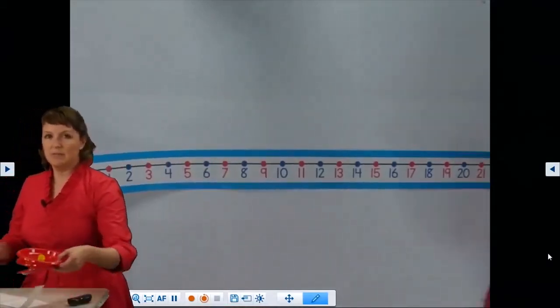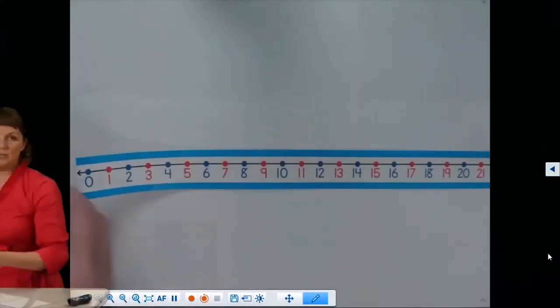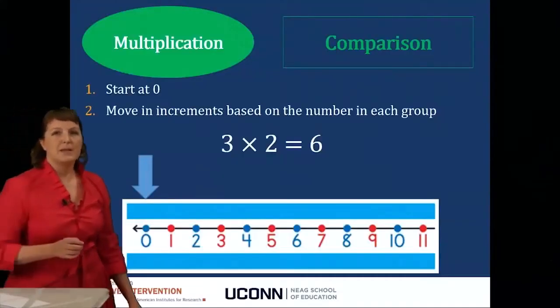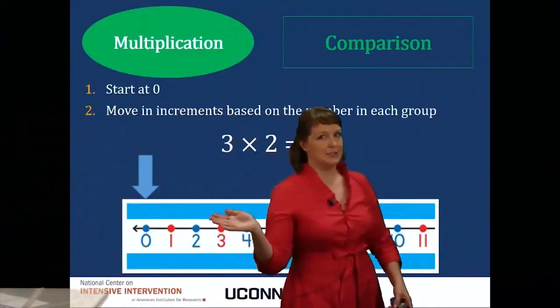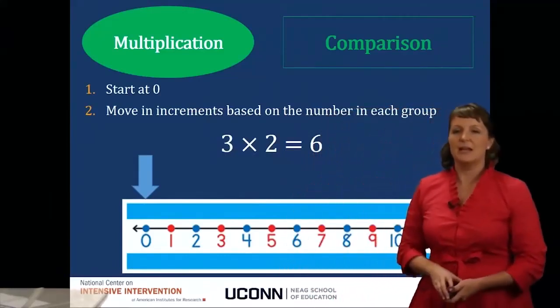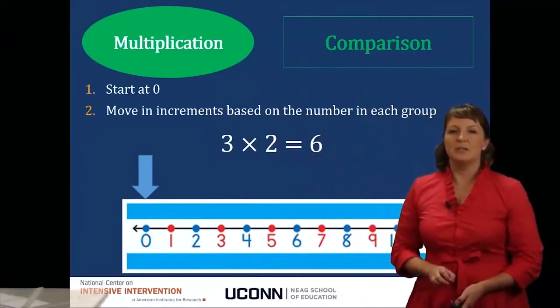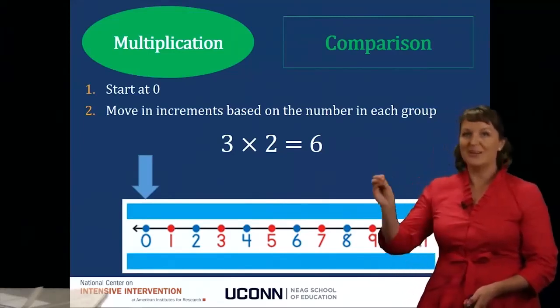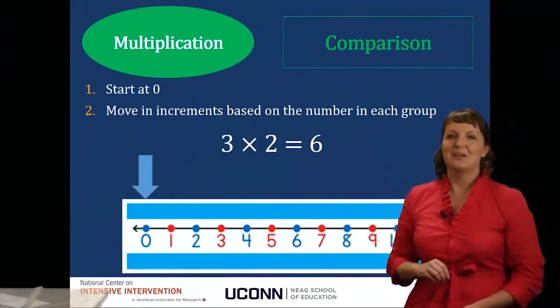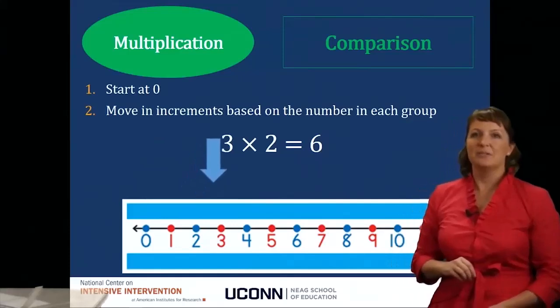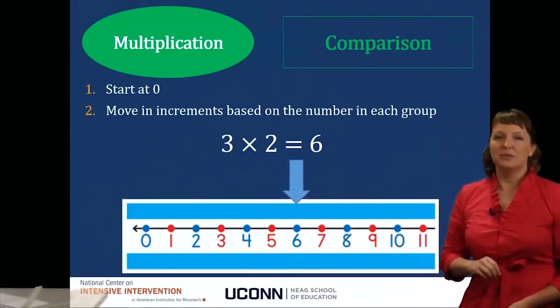Now what would this look like representationally? Let me go ahead and show you that right now. So here I've got my number line. It's actually pretty close to the one that we just looked at. And I start with 0, and then I'm going to jump in increments of 2 3 times. So we've got 1 jump, another one, and another one. So 3 times 2 equals 6.